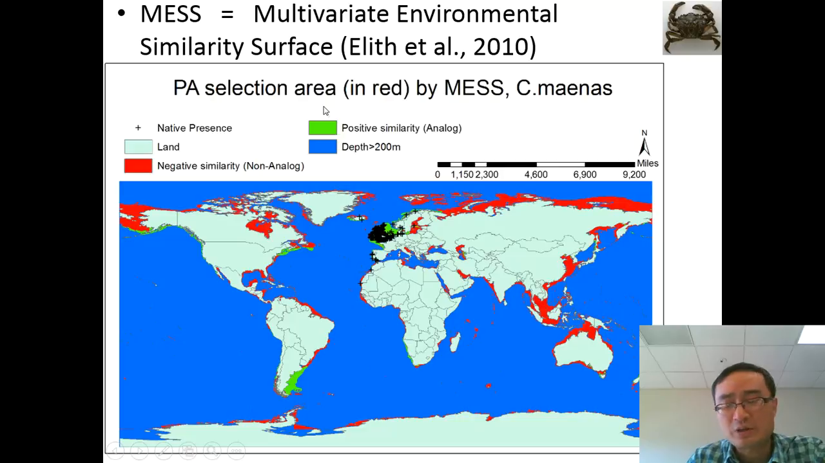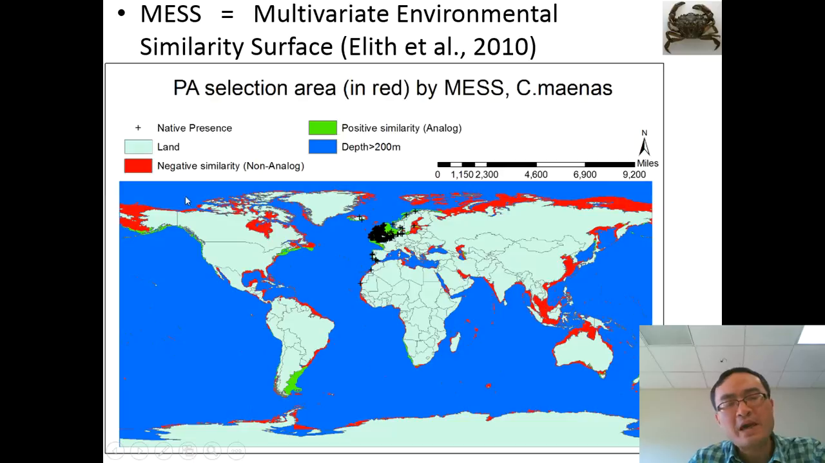So MESS is actually a similarity index which represents how similar a point in space is to a set of reference points, considering a range of predictor variables. It's a mouthful, but in application, we first set the native presence data points as our reference points. By using MESS, it can construct a similarity index surface or map like I showed here.